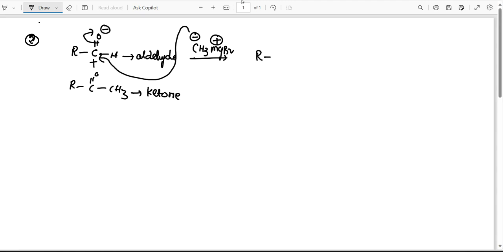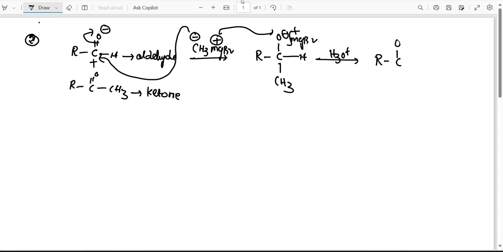So we convert it as a C bond hydrogen bond O minus, and this minus is attracted by MgBr and CH3 group, as well as this will react with this on hydrolysis. H3O plus hydrolysis, this bond is broken down and the hydrogen is attached, OH bond, hydrogen bond, CH3. So we observe that alcohols are produced.